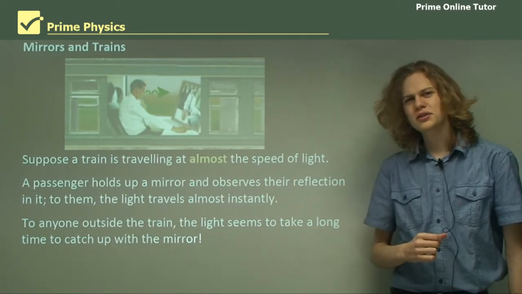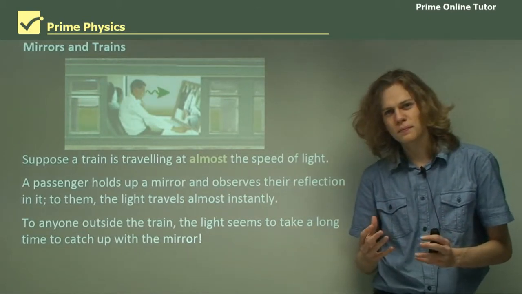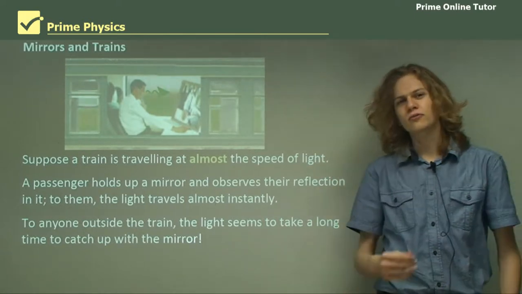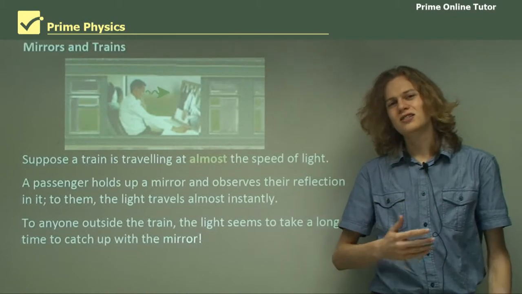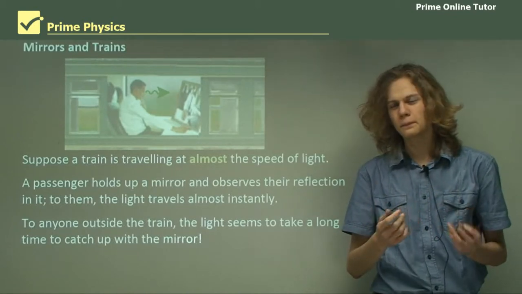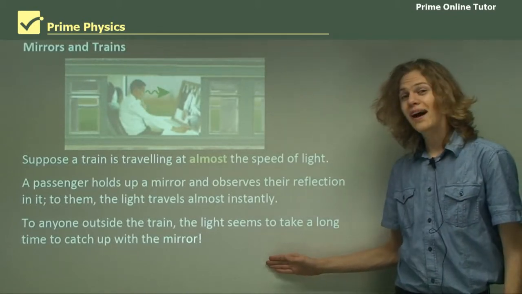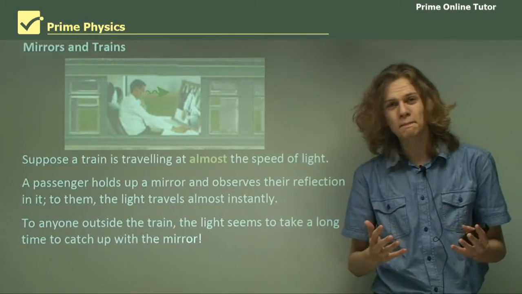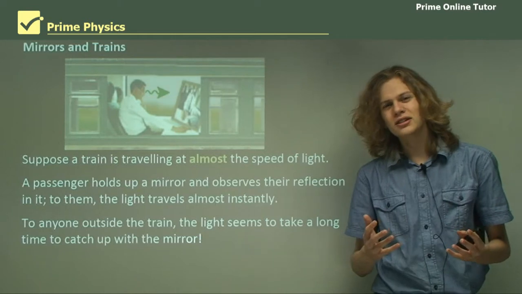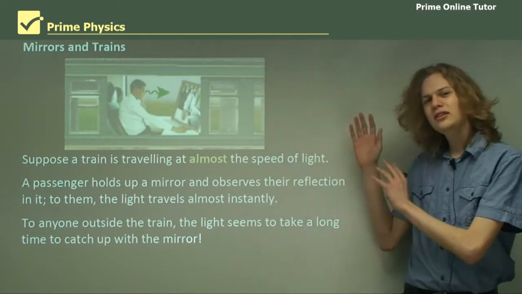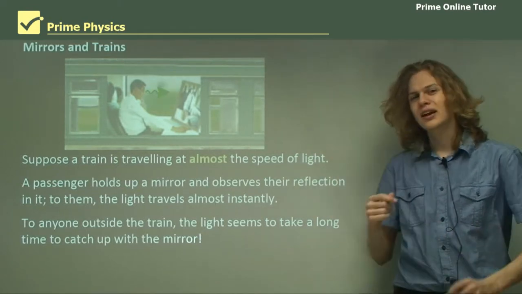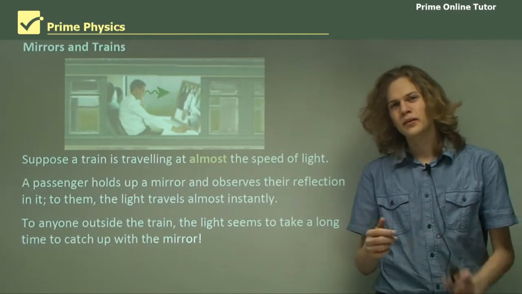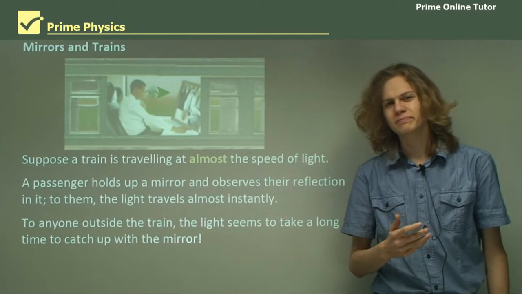And this at first seems very strange. It means that from the passenger's point of view, the event of him seeing his reflection takes a very, very short time. But to anyone outside the train, the same event takes a very long time. So we can see that the time that events take inside the train and outside the train will be different depending on how you're moving.